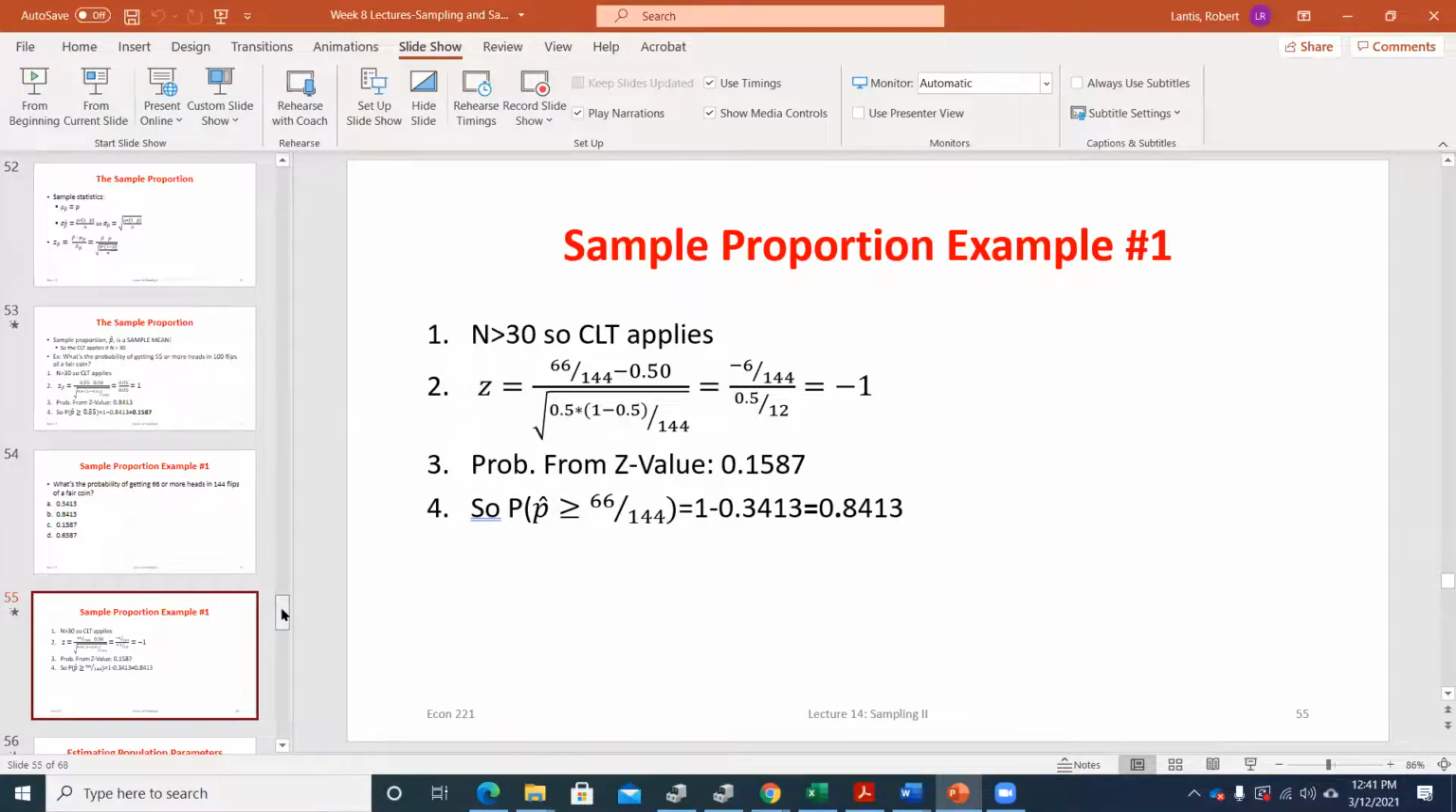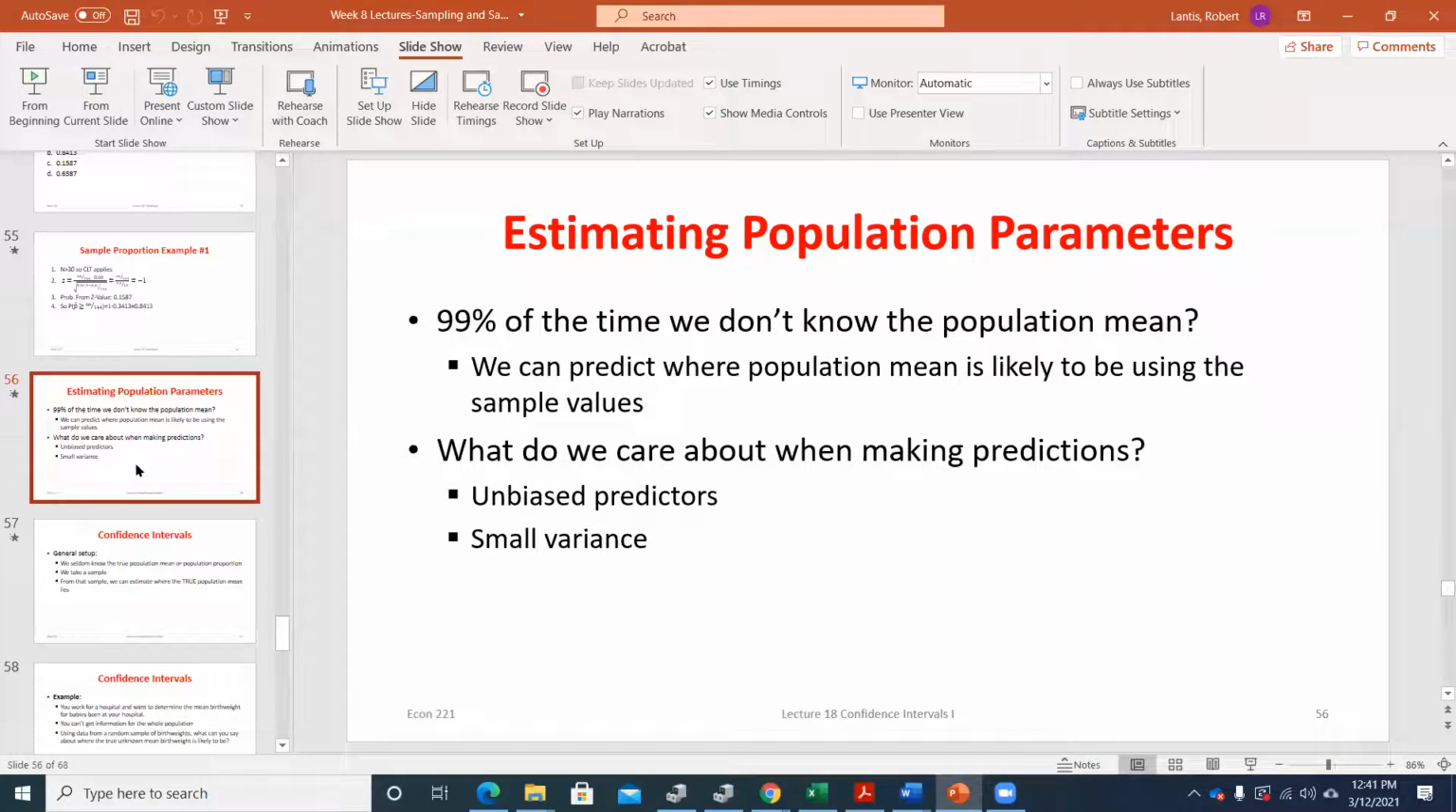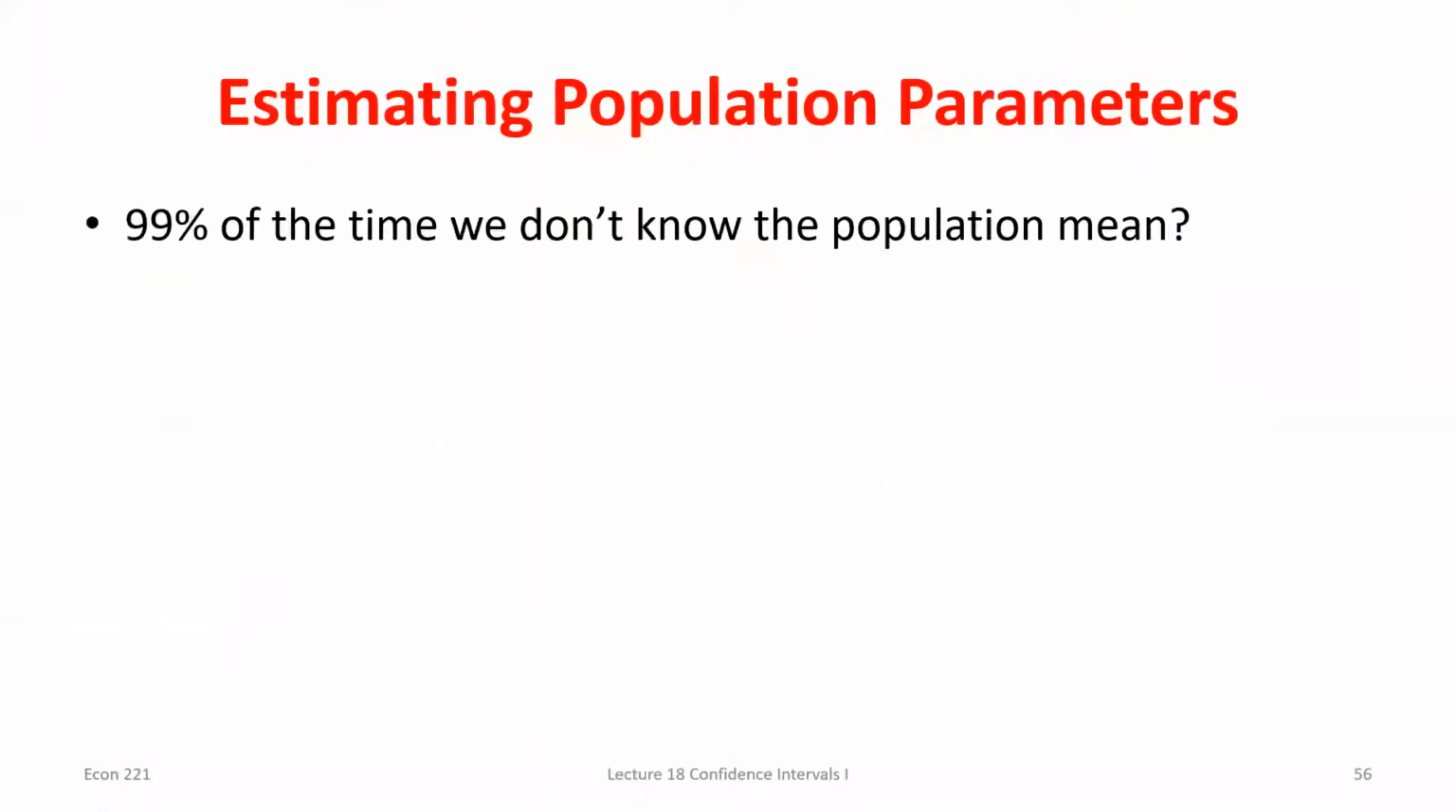I want to introduce the next idea. So we start out next week having a little bit of an idea about what we're doing with confidence intervals. 99% of the time, we don't know where the population mean is, right? We don't have population data. I'm setting up all these examples like we know the population mean, we know the population proportion, but the majority of the time, we're only going to have one sample mean or one sample proportion.